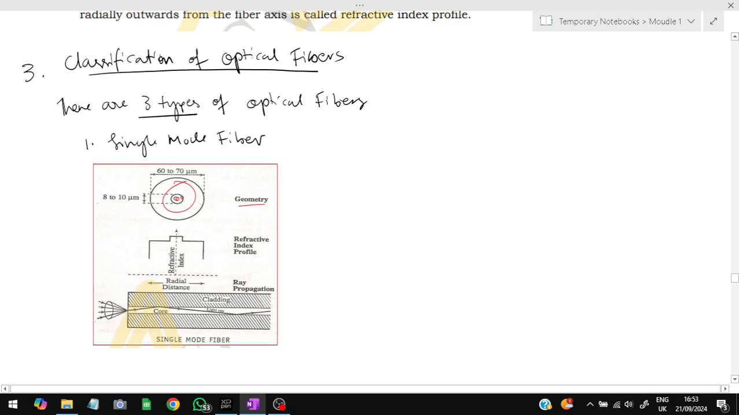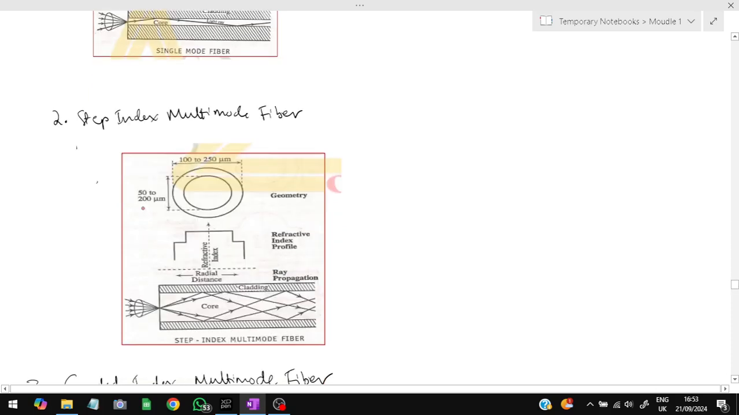The second one we have is the step index multi-mode fiber. What is step index? Step index will have a greater core and a smaller cladding. So here multiple rays can be transferred. These are the dimensions given here, and the refractive index profile will look like this. It will be higher at this point at the top.